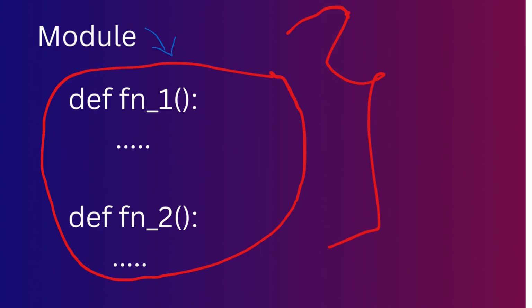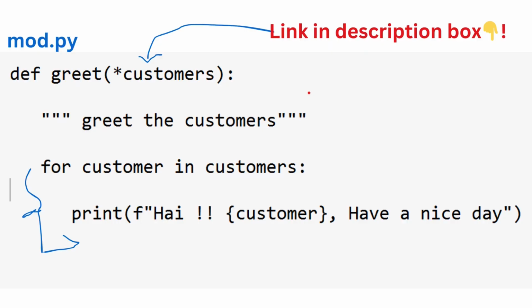So for example, let's write a simple function greeting the customer. Okay. So def greet of asterisk customers. Yes, I have talked about this sort of parameters and arguments in the video on arbitrary arguments. So I hope you have watched that. If not, I really suggest you go watch it and come back here. Yes, for others, let's follow.